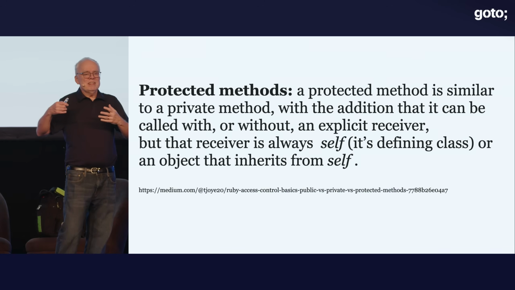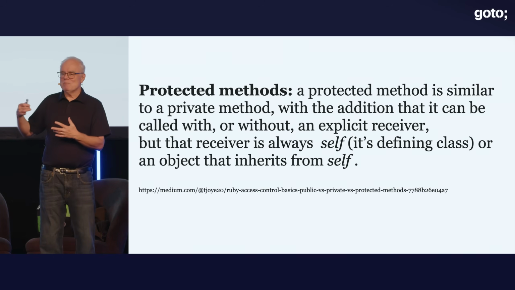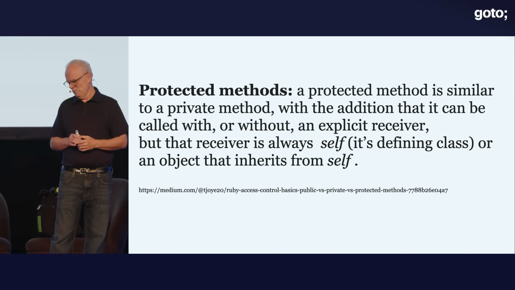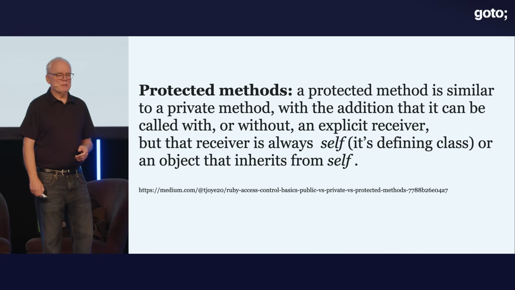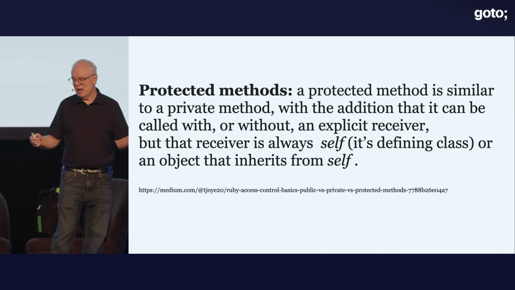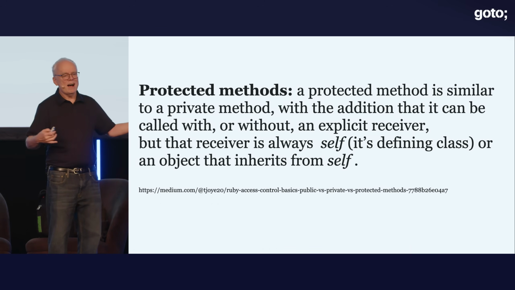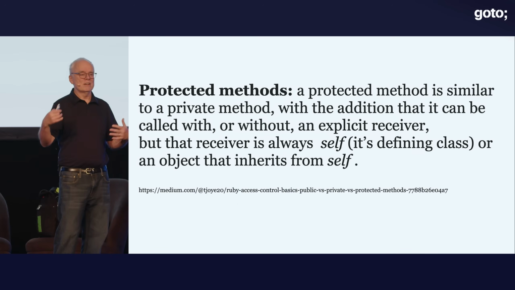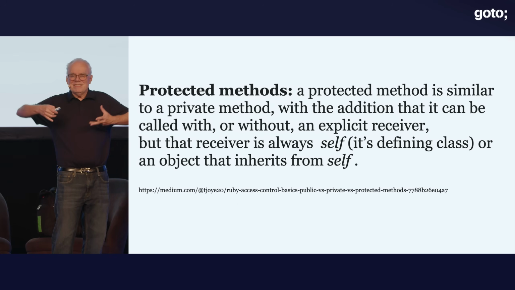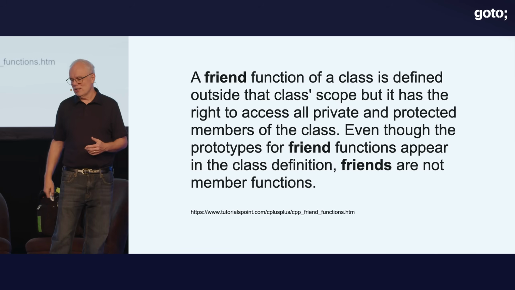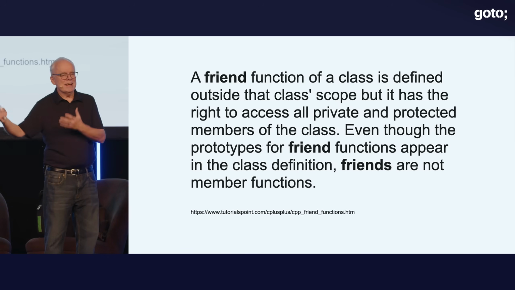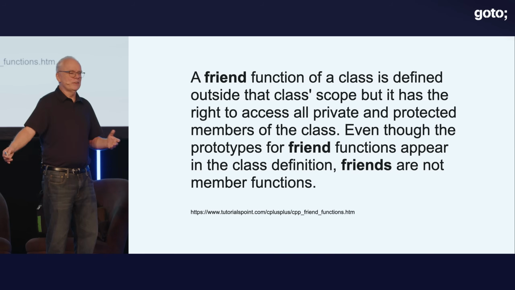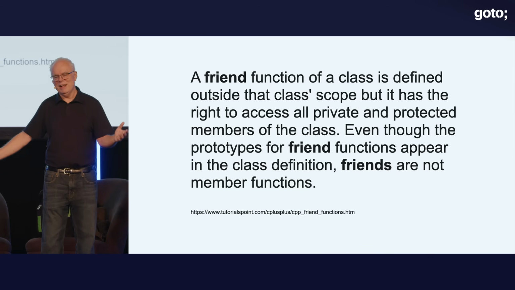And you can also see some evidence that things are getting messy. If you just look at the languages, this is a line from the Ruby spec. And it's talking about protected methods, and it has that sort of ad hoc feeling to it, right? The receiver is always self, or an object that inherits from self. It doesn't have that feeling of clean and crisp. C++ is infamous for this kind of thing. Friend functions are functions that appear in the class definition, but are not part of the class.